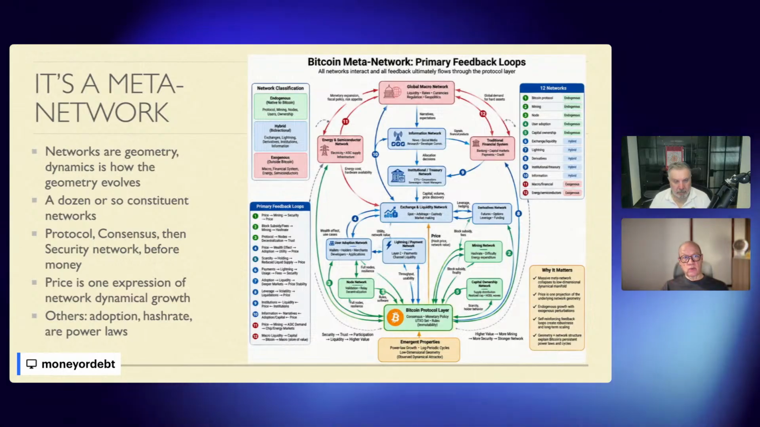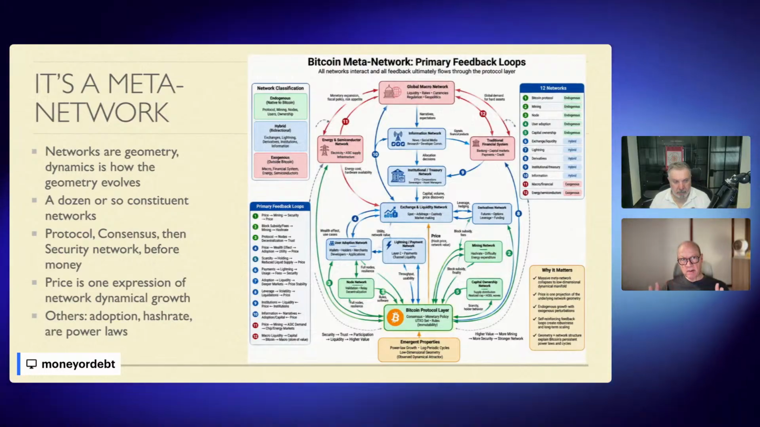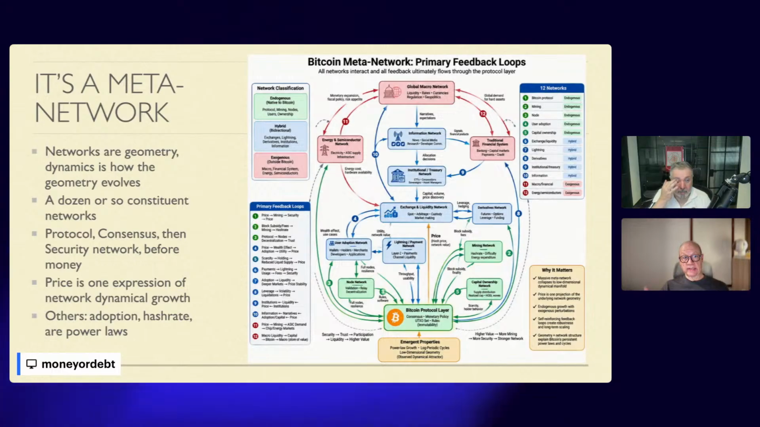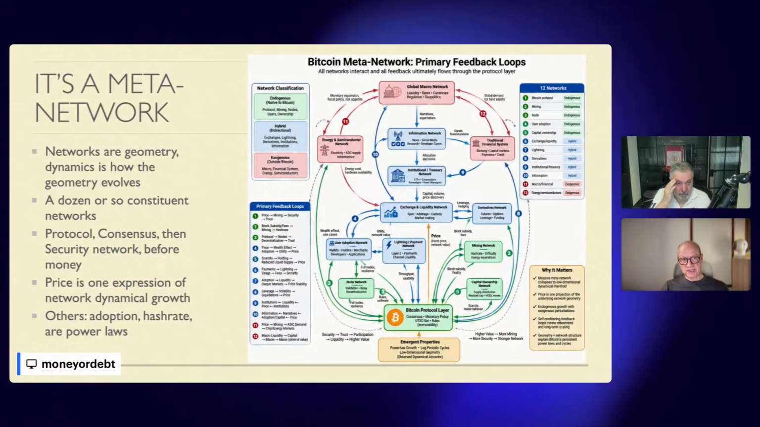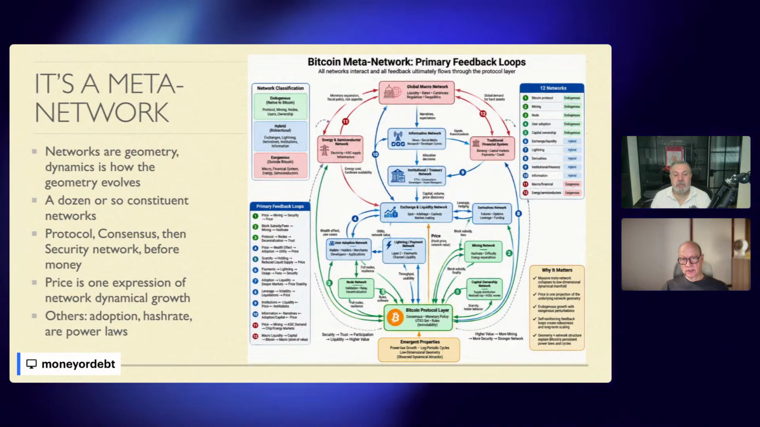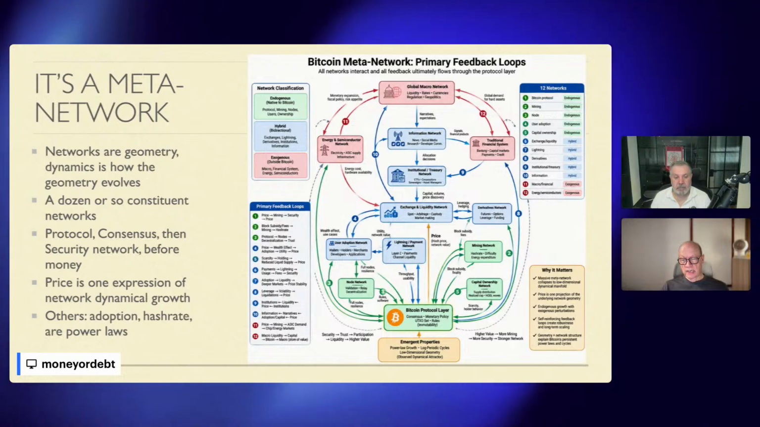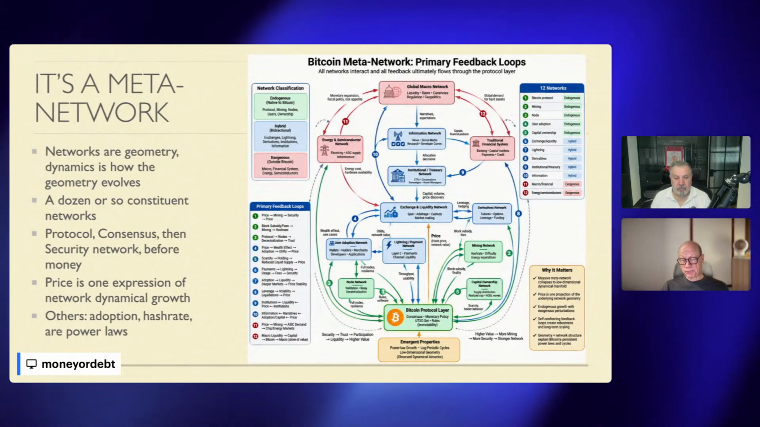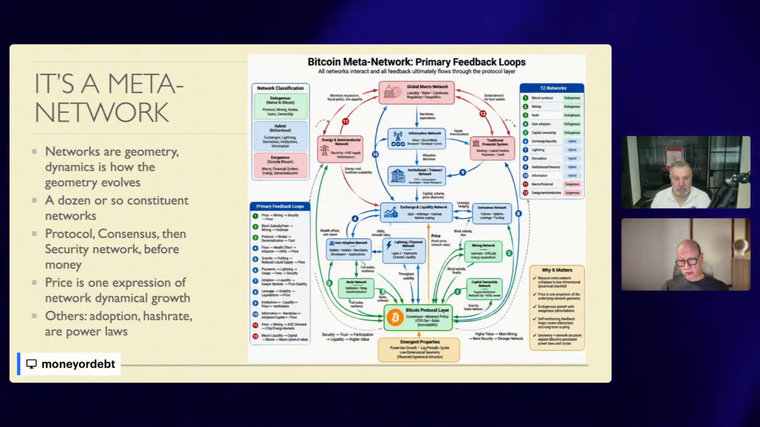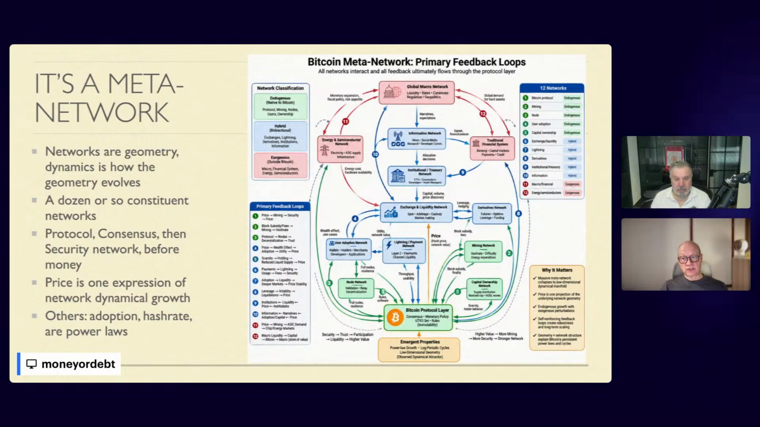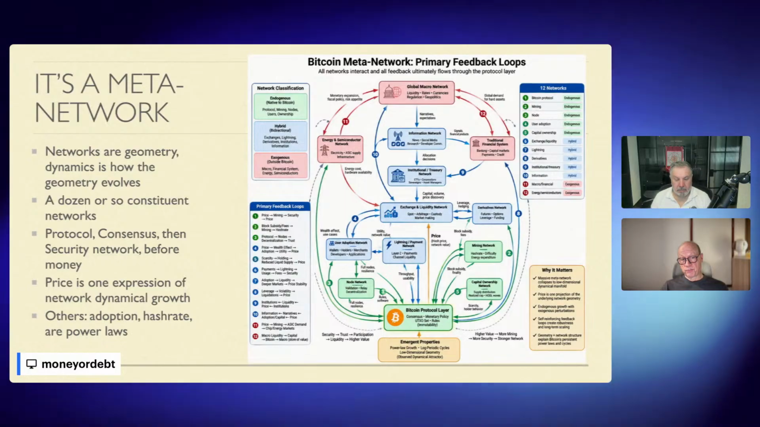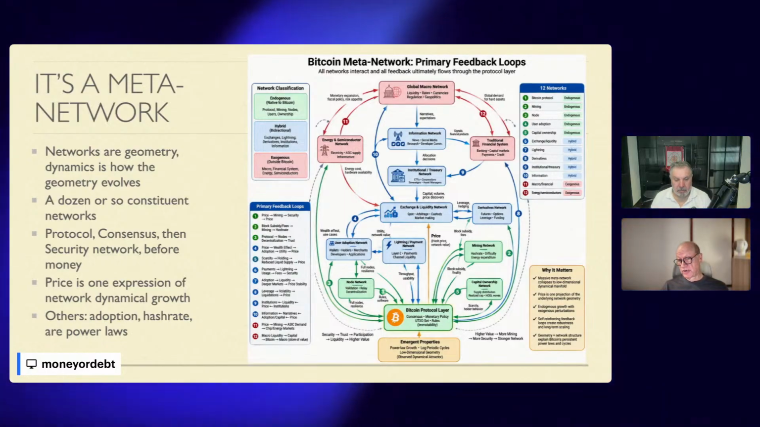So when you have a network, you have geometry. And dynamics is how the geometry evolves. So this is the backdrop for everything. And at the basis, we have the protocol first, then we get consensus, then we build a security network. And it's really only once that is in place that you can have something that works for money. Money needs security as a predicate, as a basis. And this is why we did not see price develop until Bitcoin was 1.5 years old, right?